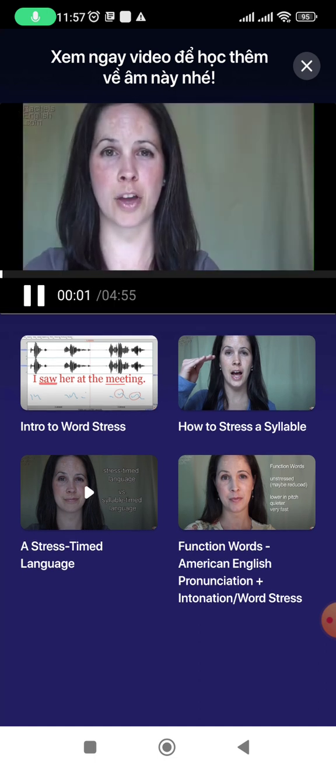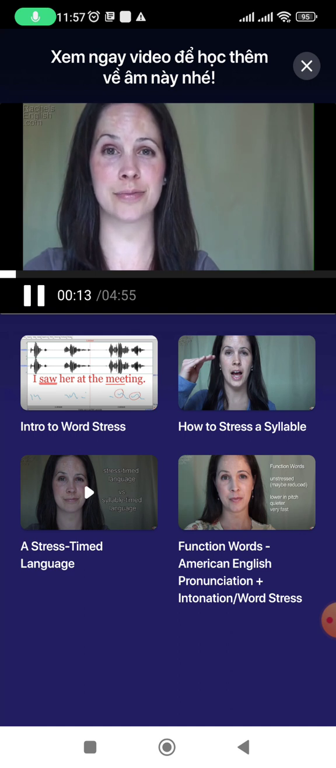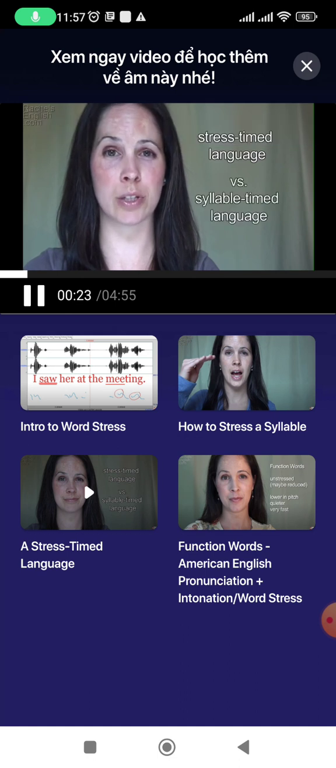A lot of people think when they're studying a language and they're new to it that they need to pronounce each word fully and clearly in order to be well understood. But in English, that's actually not the case. English is a stress-timed language. That means some syllables will be longer and some will be shorter. Many languages, however, are syllable-timed, which means each syllable has the same length.